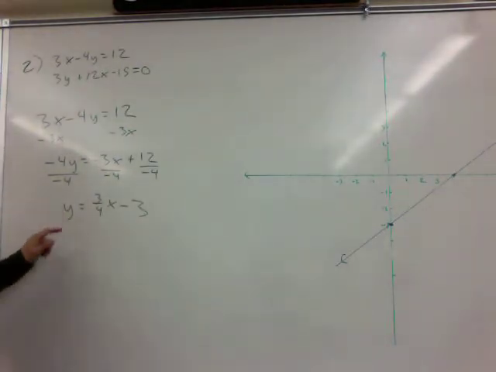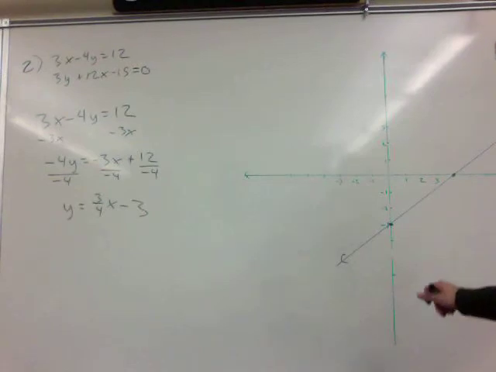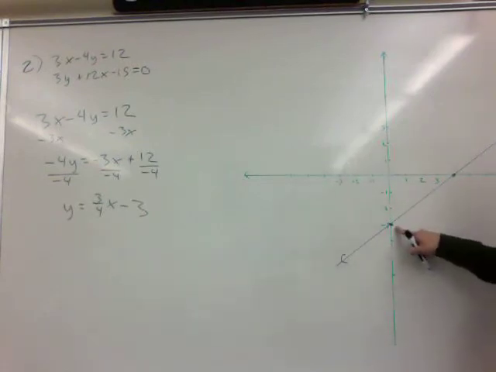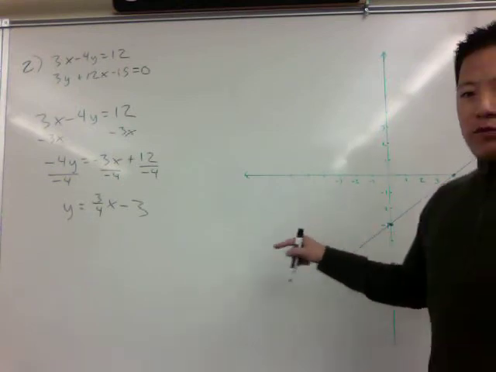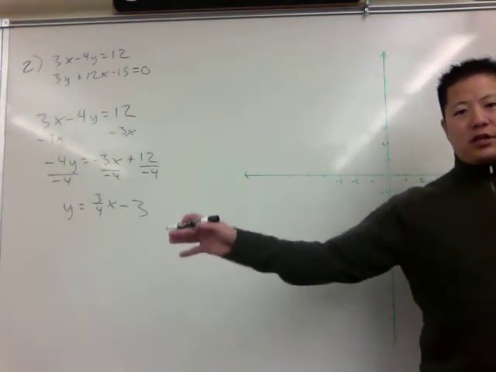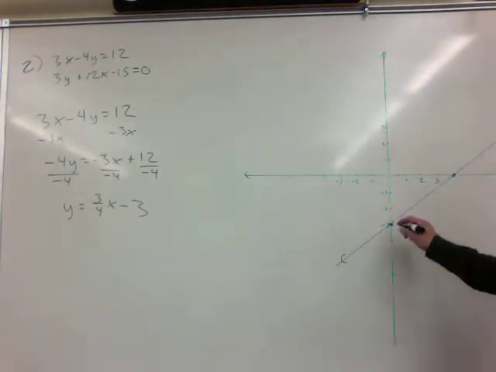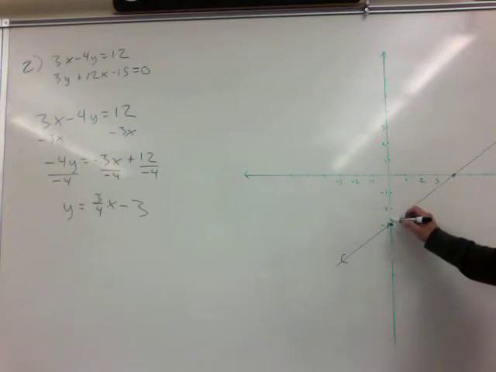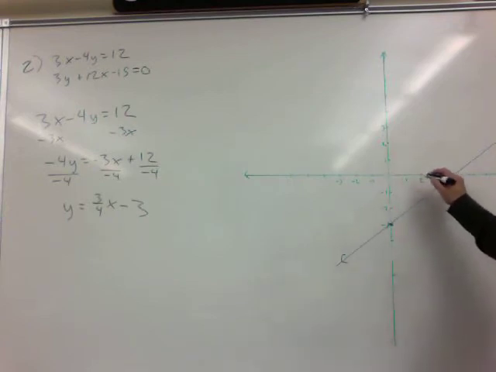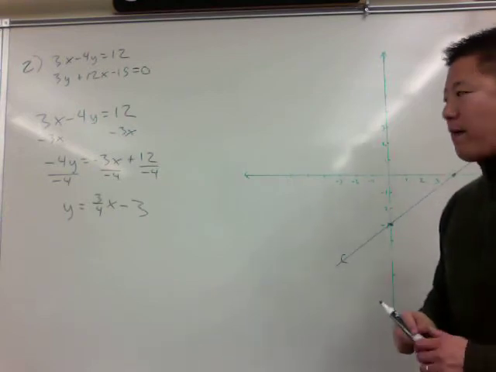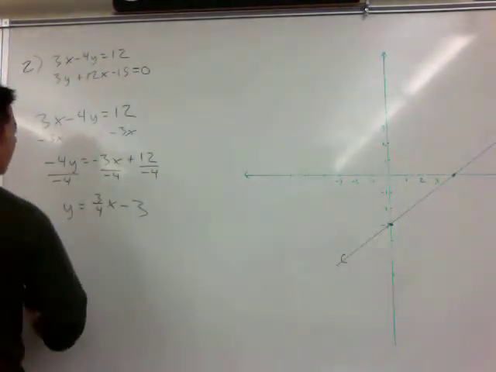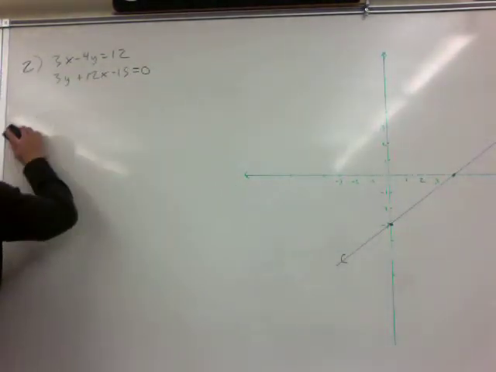So now if I go back over here, this agrees with what I did before. The y-intercept is a negative 3, but now my slope is going to be positive 3/4. So I'll go up 3, 1, 2, 3, and over 4. It gives me that same graph. So the second one's a little bit trickier.